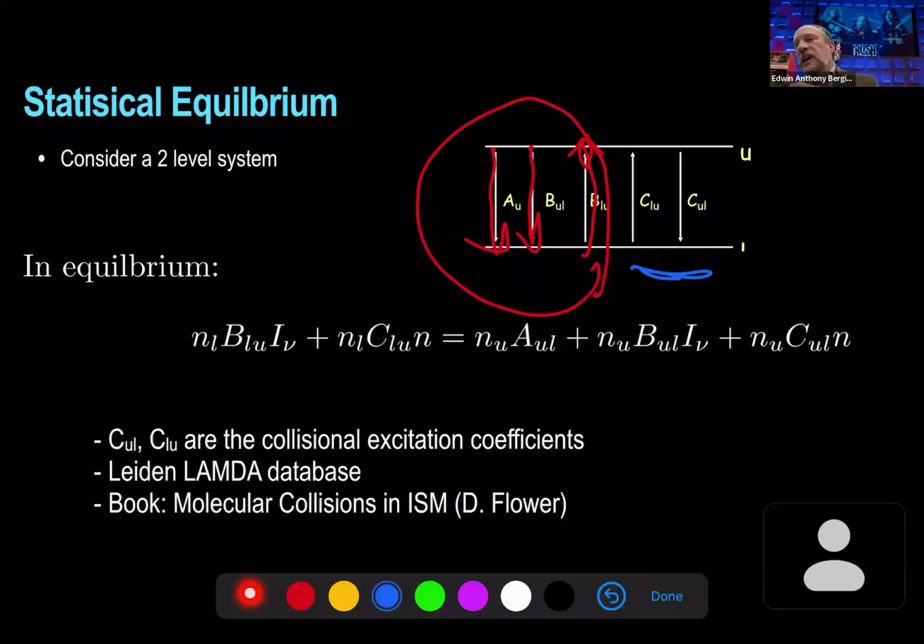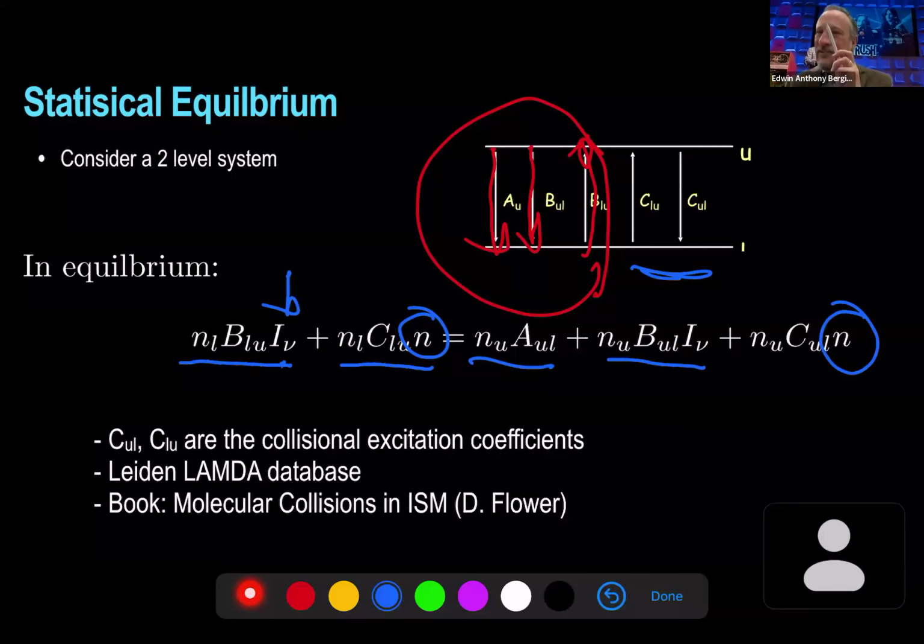And so I can write down the equations of equilibrium. If I'm in equilibrium in a two-level system, what goes up must come down. I have my stimulated terms that link to the radiation field, right? Because they link to radiation. My collisional rates link to density. That's the spontaneous term. That's the stimulated term, link to density. So you may be figuring out what's going on here.